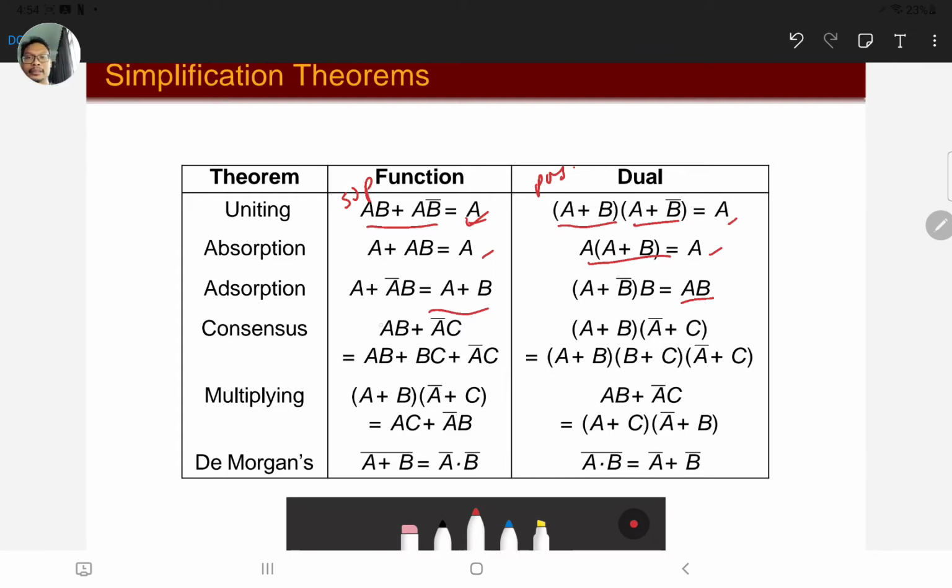So in the consensus theorem, AB plus BC plus A bar C can be expanded to the following. In the multiplying theorem, A plus B times A bar plus C can be simplified to simply AC plus A bar B. Okay, and then AB plus A bar C is A plus C times A bar plus B. Here I think it's useful if you can look at each one and try to prove it. And notice that you can have different variables, so you can have X, Y, Z, P, Q, R, S.